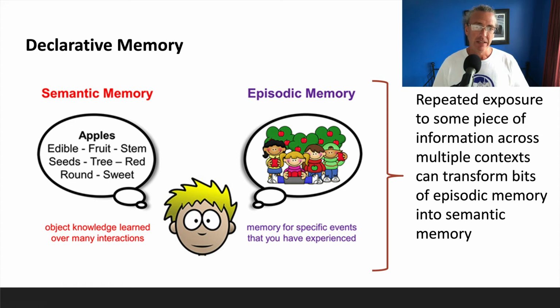Right. And again, this is just what I suggested to you. When you encounter information across a bunch of different episodes, then that episodic memory turns into semantic memory over time, right? The knowledge just becomes stuff you know. Okay, so that's the story on the declarative side.